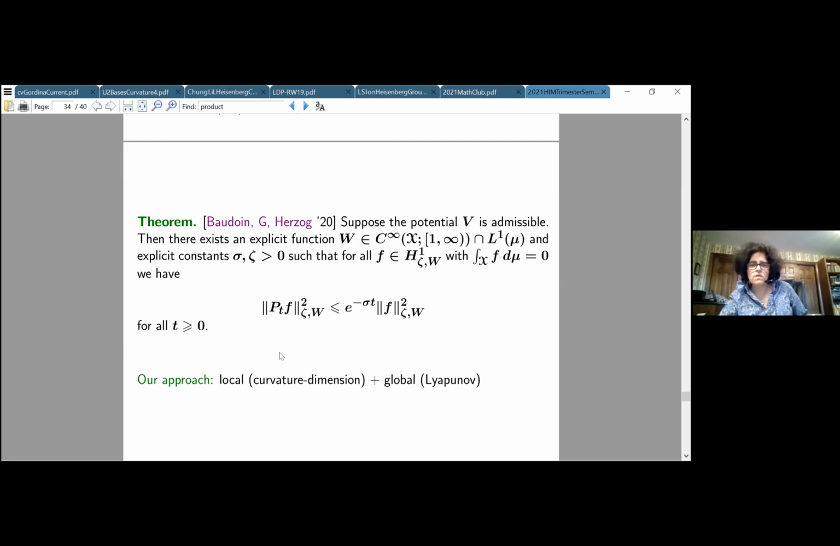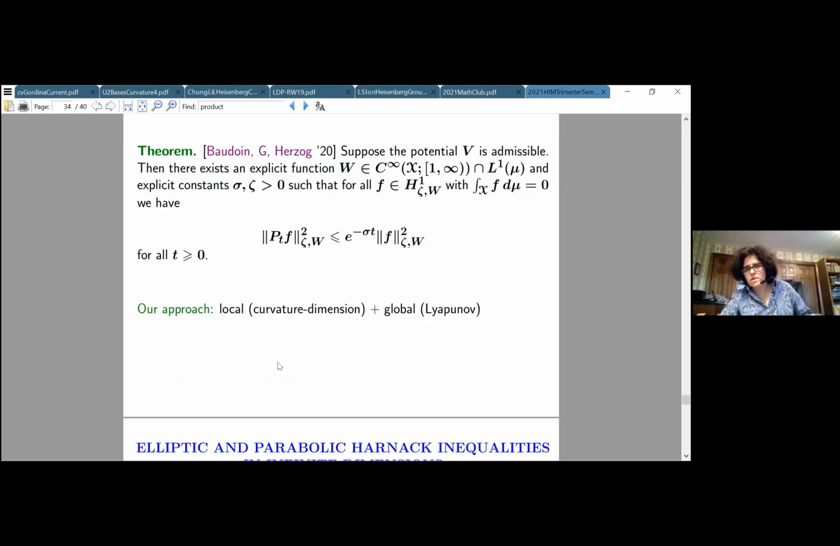So the kind of punchline here is really that it uses these two different approaches together, and this really allows you to deal with these very singular potentials.